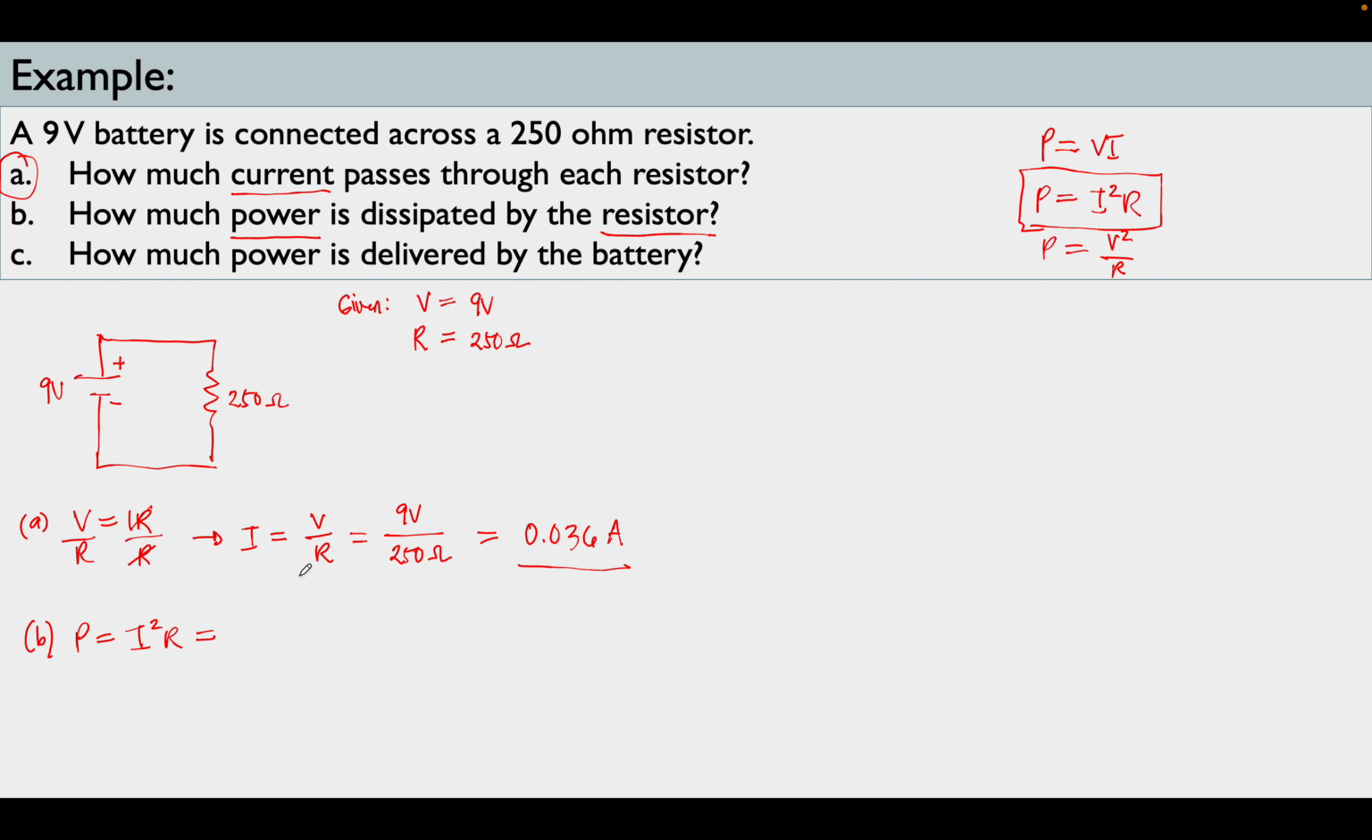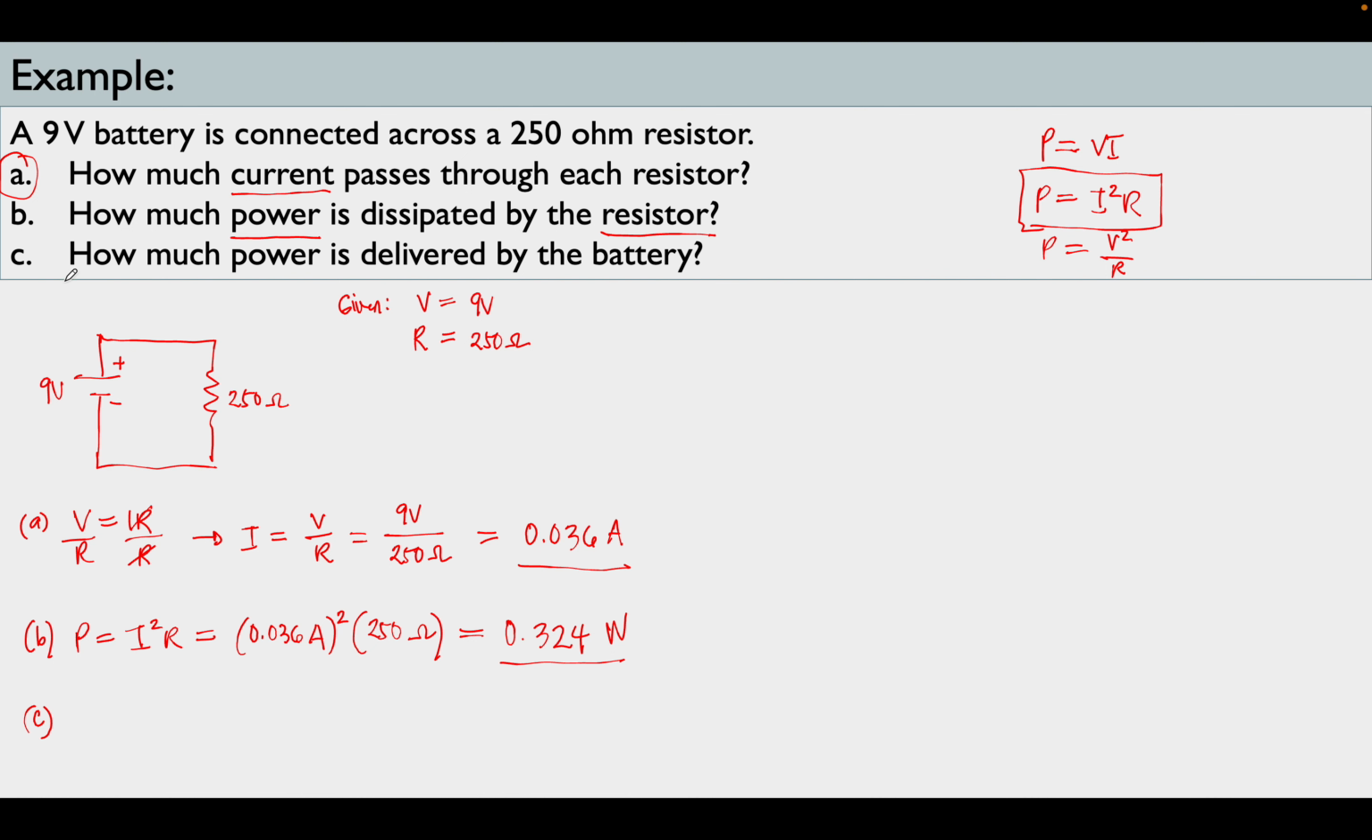So we have here P is equal to I squared R. So we have our current, which is 0.036 ampere quantity squared times the resistance, which is 250 ohms. So we have 0.036 quantity squared times 250 is now equal to 0.324, and the unit for power is watt.